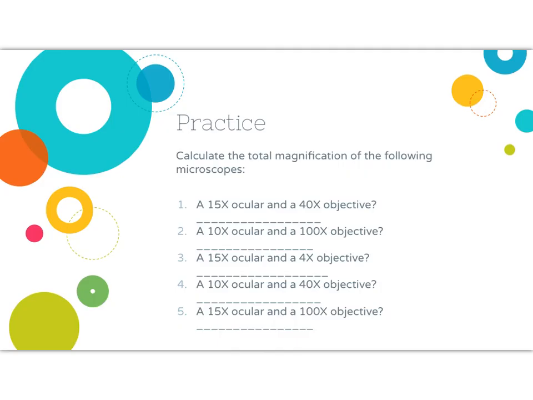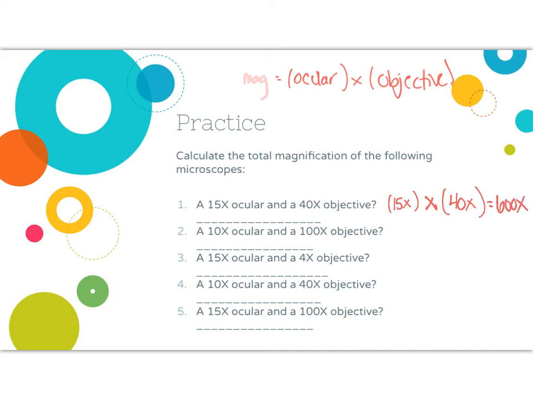So calculate the total magnification of the following microscopes. Just some extra practice here. Remember, the total magnification is equal to the ocular lens times the objective lens. I'll do a couple of these. A 15 times ocular and a 40 times objective lens. To get the total magnification we multiply our ocular lens of 15 times magnification by the 40 times magnification, and we get 600 times magnified.